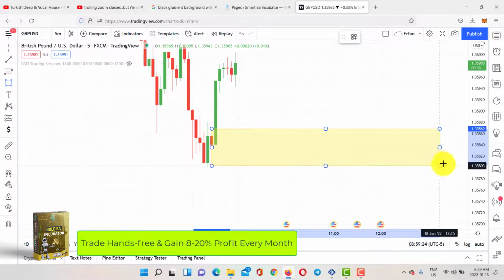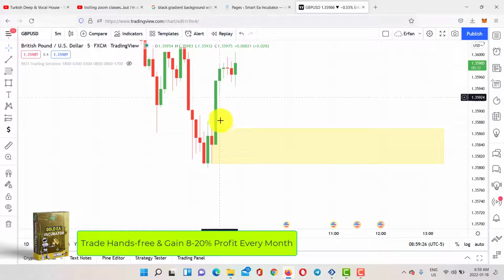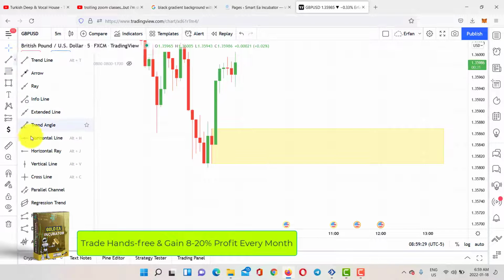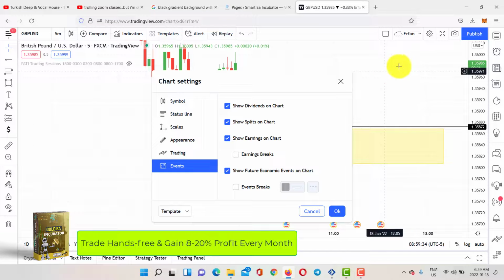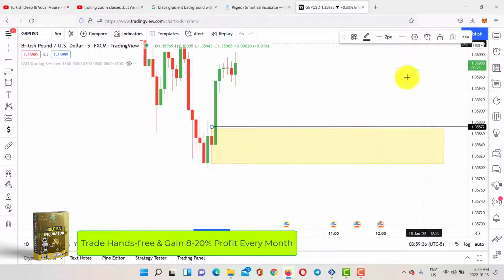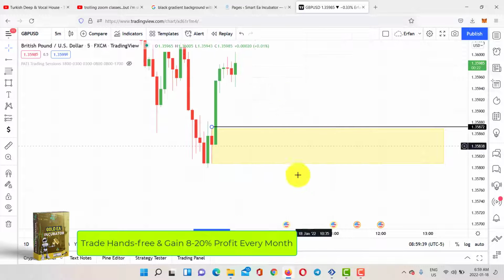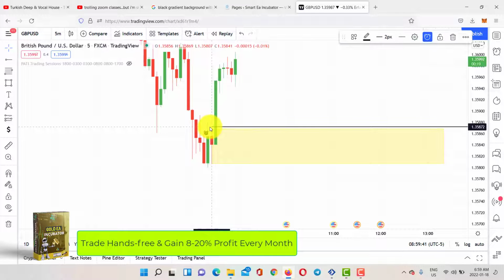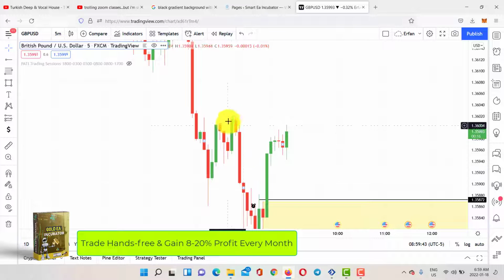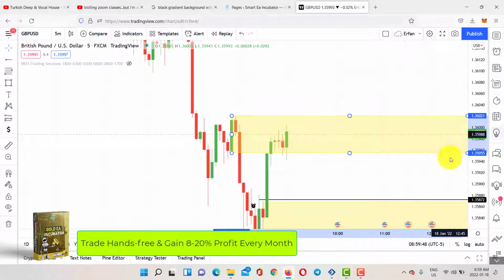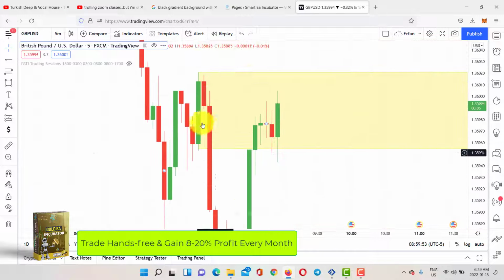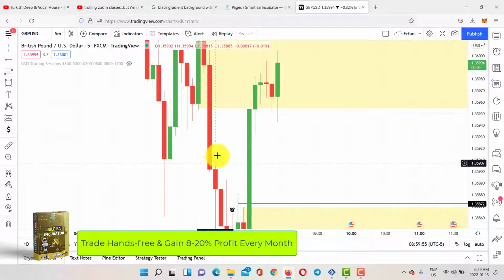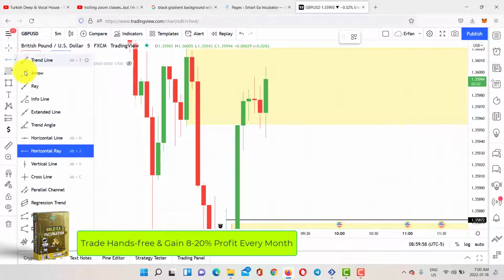So the first order block we have is here because of this huge gap in between. So I'm going to set my alarm to get notified whenever this zone gets tapped into. This one right here, and then I'm going to turn on my alarm. So the next order block that I can identify is this one right here. Exactly the same reason as this one here. After this huge drop, the next candle left a gap in between.